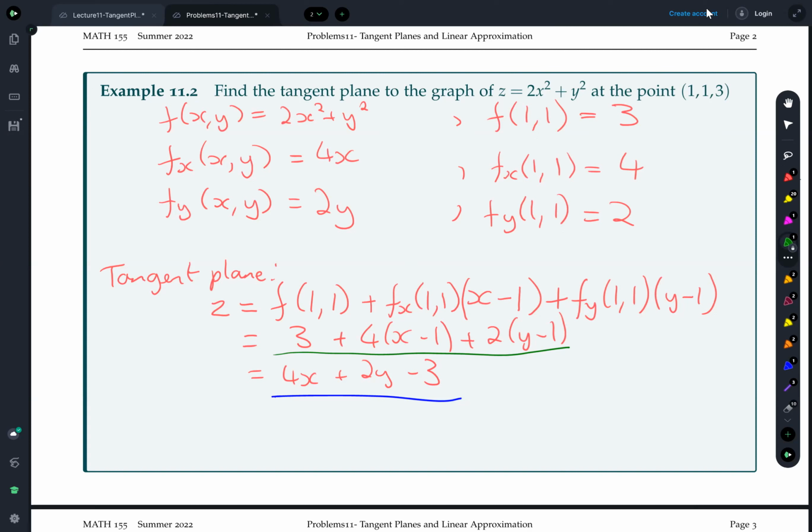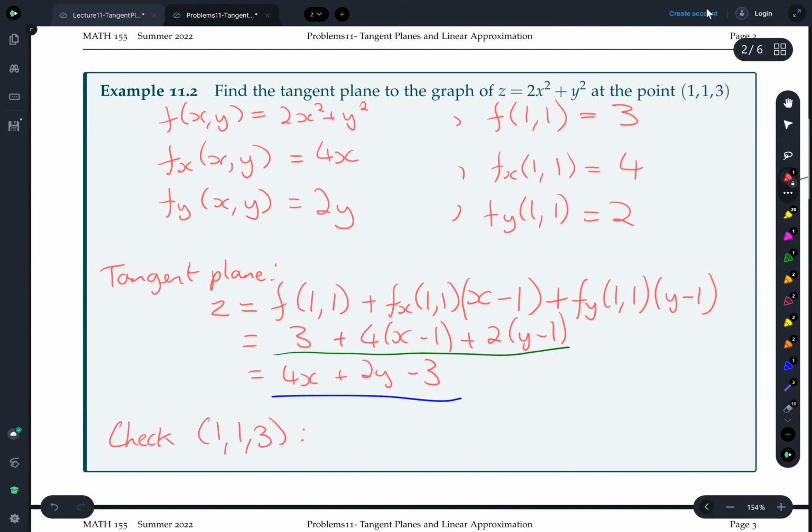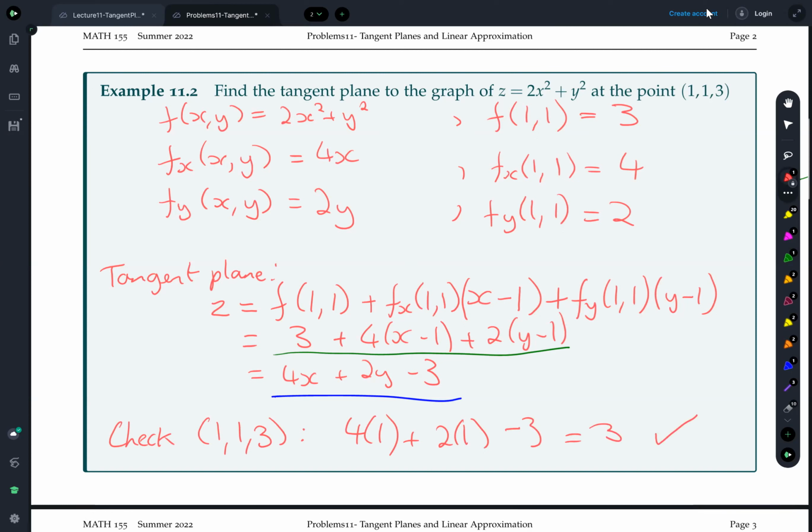We can also check that our point 1, 1, 3 is actually on this plane. We do that just by substituting it in. So check that 1, 1, 3 lies on this plane. We're going to have 4 times by 1 plus 2 times by 1 minus 3, which is 4 plus 2, which is 6, minus 3, which is 3. And that's our z value that we had all the way up here. So this matches that. So it's definitely in the plane.